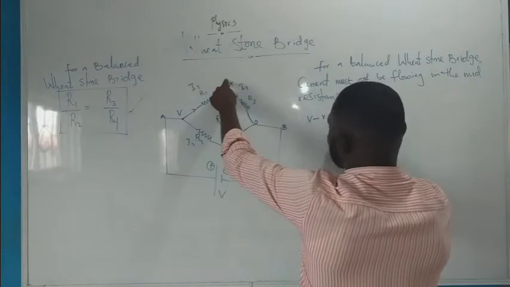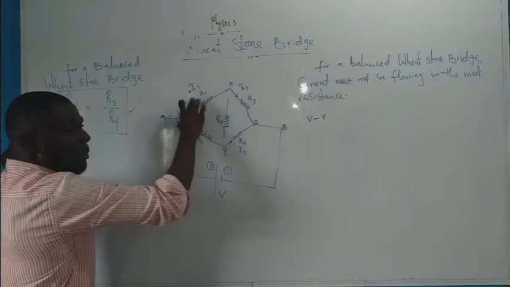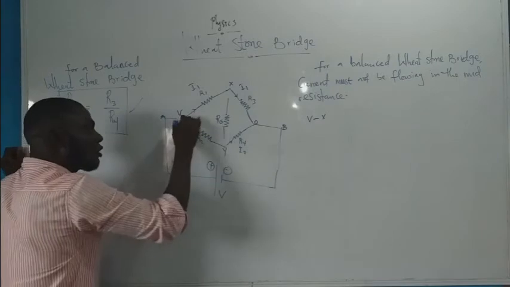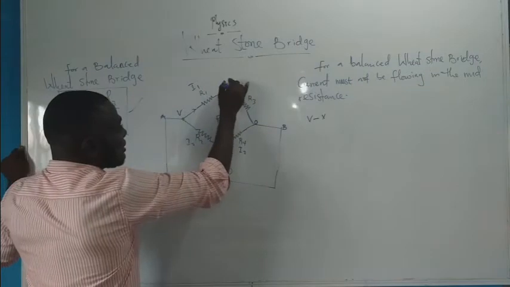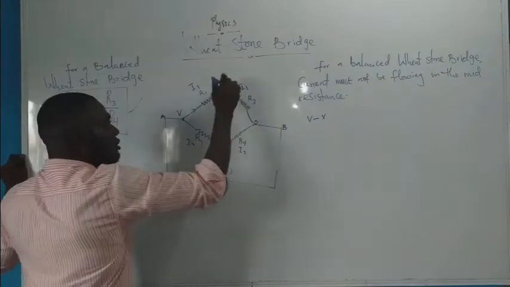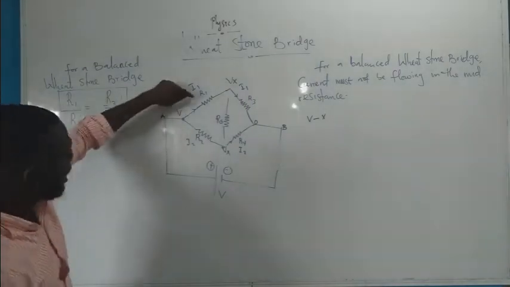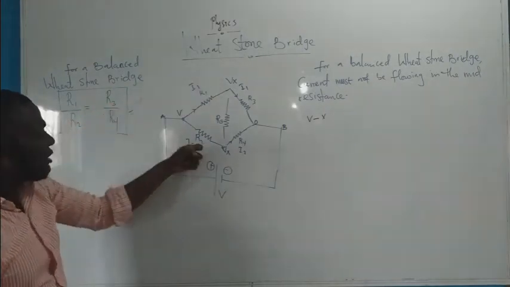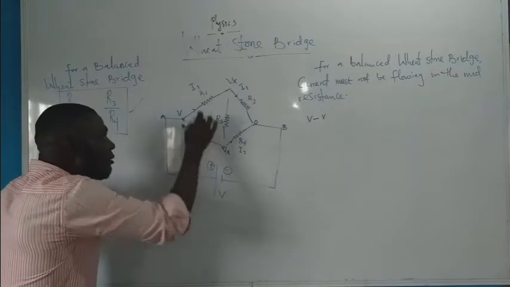So from here, we know that this will be V minus X. Since R1 and R2 are connected in parallel due to this junction, this is X. So this can also be called voltage X, and this will be voltage X. The voltage across R1 and the voltage across R2 will be the same. Why? Because these are in parallel.